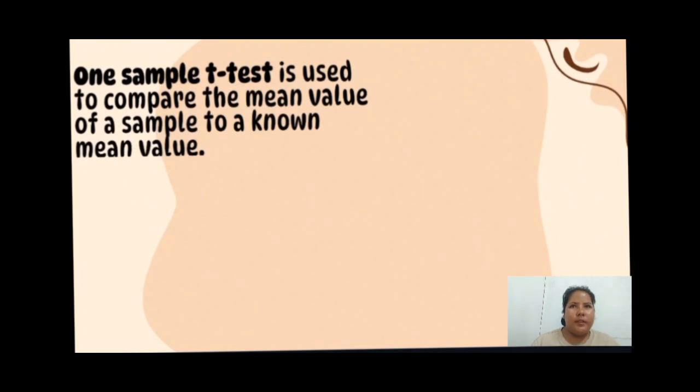Example: a chocolate factory claims that the average weight of their chocolate bars is 50 grams. Meanwhile, after randomly selecting just 30 samples, the mean average is 48. So here we can use the one sample t-test to see if there is a significant difference between the two means.